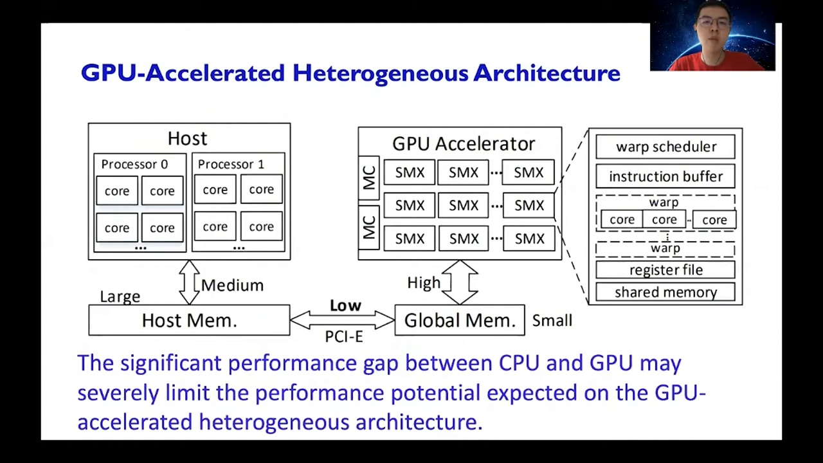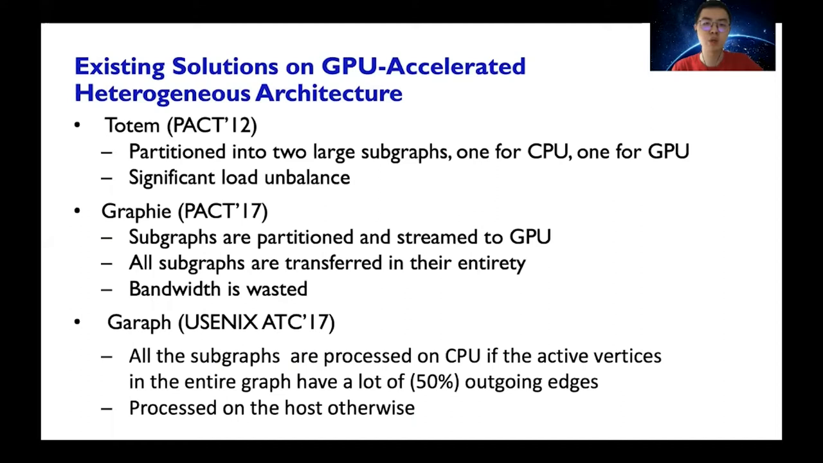There is nowadays a viable alternative of turning a single machine plus a GPU to support scale-up large-scale graph processing. One can take advantage of large host memory to store large-scale graphs while still enjoying high-performance graph processing on GPU. This is a typical GPU-accelerated heterogeneous architecture. In this architecture, compared to the high-speed internal bandwidth of GPU cores accessing global memory, a GPU is generally connected to the host with a relatively slow interface. This significant performance gap often limits the performance potential achieved on GPU-accelerated heterogeneous architecture if the host-GPU data transfers are frequent. Some simple heuristics are used to reduce the number of data transfers.